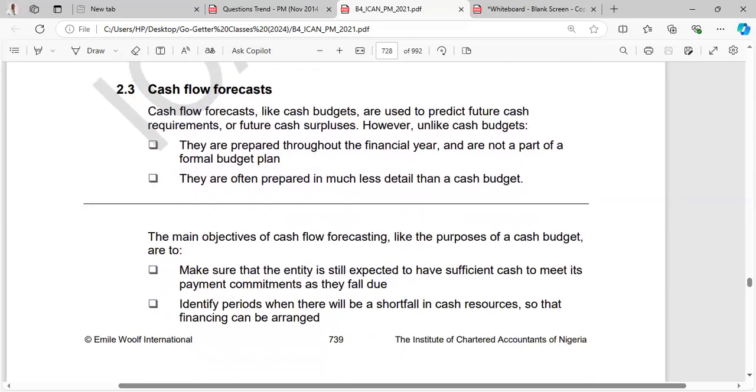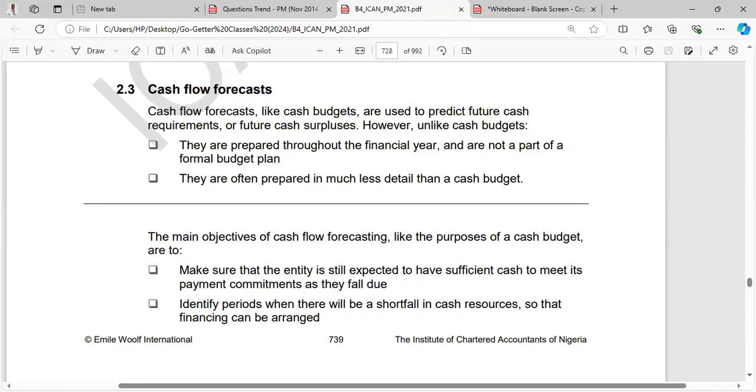Right. Cash flow forecasts. Cash flow forecasts, like cash budgets, are used to predict future cash requirements or future cash surpluses. However, unlike cash budgets, they are prepared throughout the financial year and are not a part of a formal budget. They are often prepared in much less detail than cash budgets.